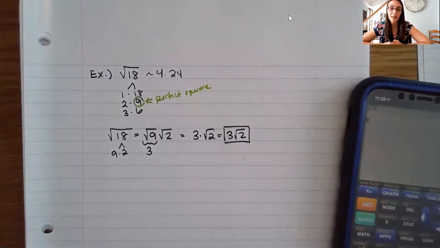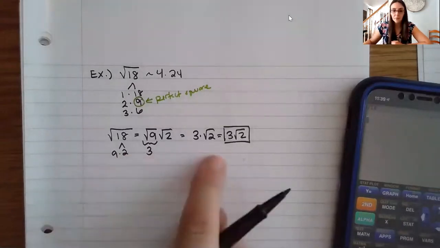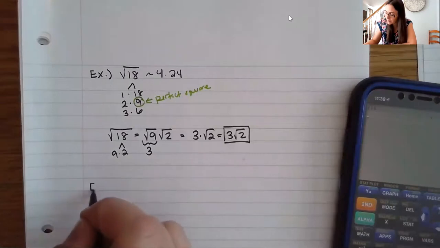If they don't come out even, then either we can use our calculator to get an approximation, or sometimes we still may want the exact form, but we can simplify it. Now, not every example can be simplified.